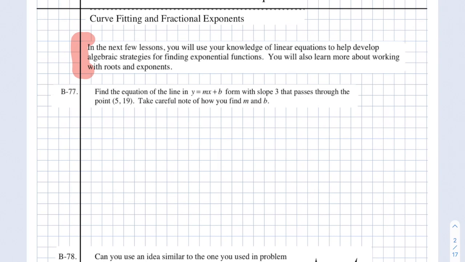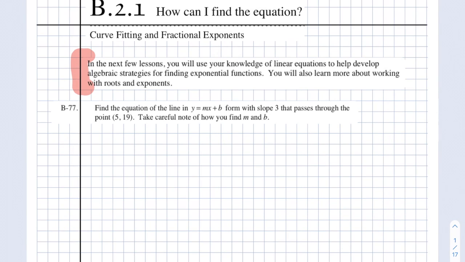So we will be developing strategies to be able to find exponential functions. We're going to be developing algebraic strategies to be able to find exponential functions. In B-77, it says find the equation of the line in y equals mx plus b form with slope 3 that passes through the point (5, 19). Take careful note of how you find m and b.